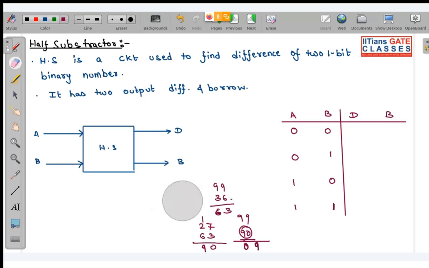Let me take this concept of borrow in the next class. I will try to understand it, and I will tell you guys. But today I am not able to remember what this borrow is, mathematically I forgot.